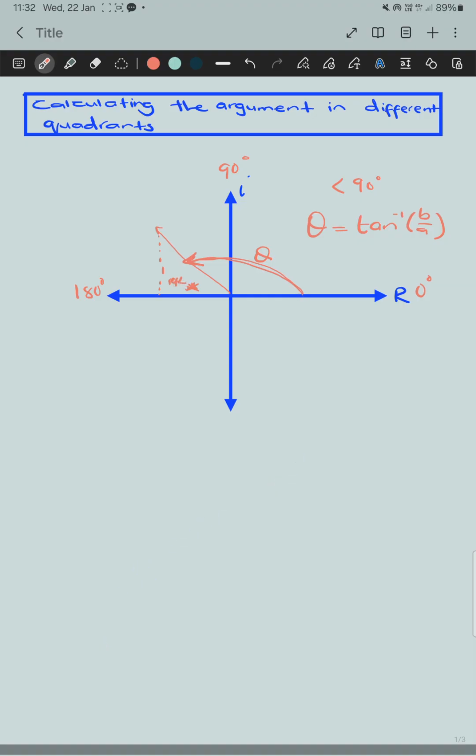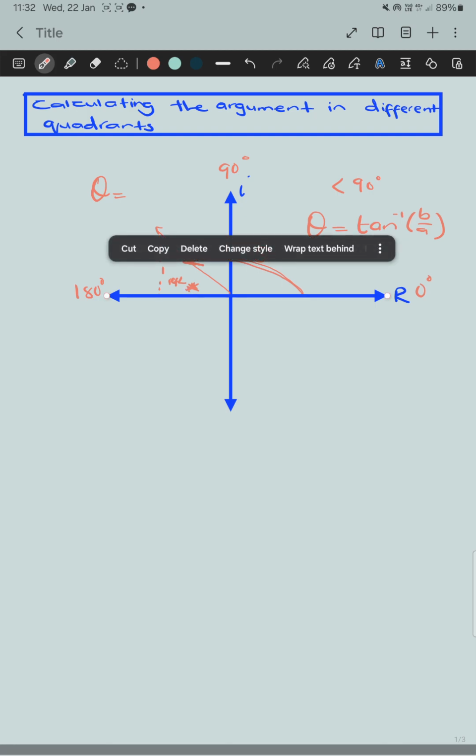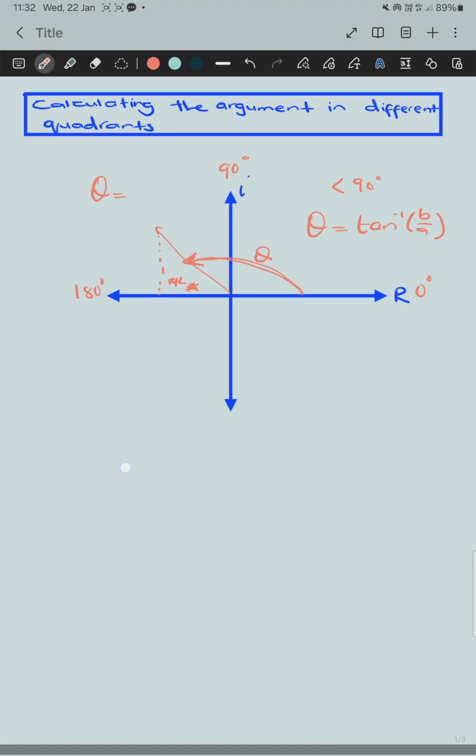I want theta. So to get theta, it's not going to be the reference angle, as I said. It's going to be 180 degrees minus the reference angle, which gives me this one. So our reference angle is calculated by arctan b over a. So the formula is actually theta equals 180 degrees minus arctan b over a.